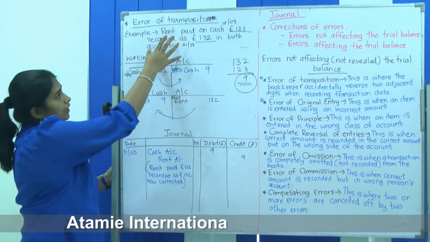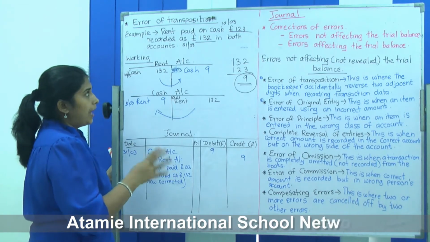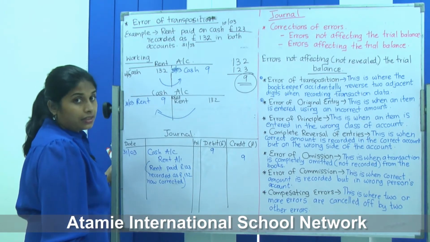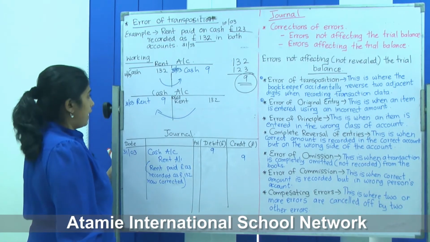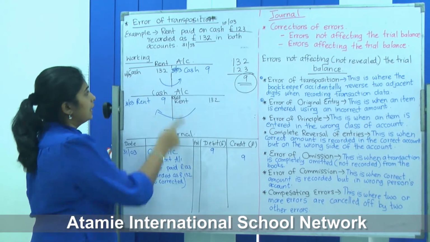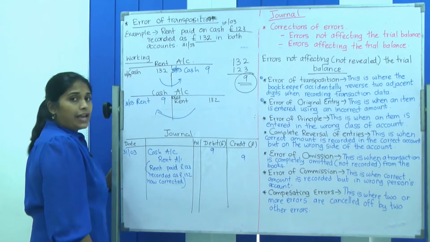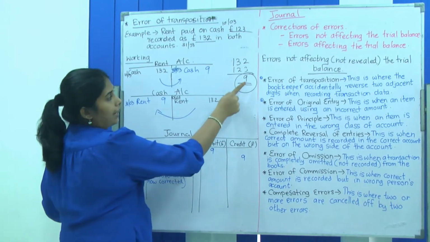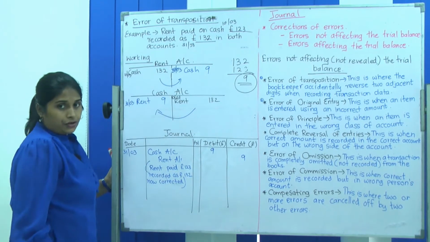So what has happened? On 10th of March, rent was paid 123, but the bookkeeper accidentally reversed the digits and wrote 132 in both accounts. Normally when you pay rent in cash, rent will be debited and cash will be credited. So instead of 123, he has debited 132 and credited 132 to the cash account. So there is a difference of 9 pounds between the actual and the recorded amount. That 9 pounds does not belong to the rent or the cash account.